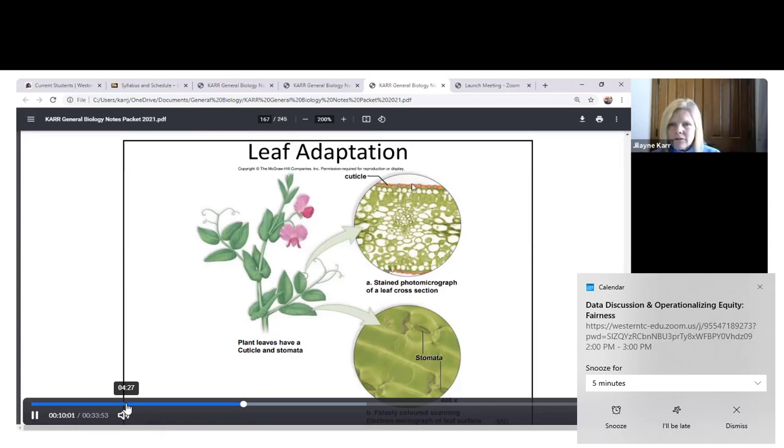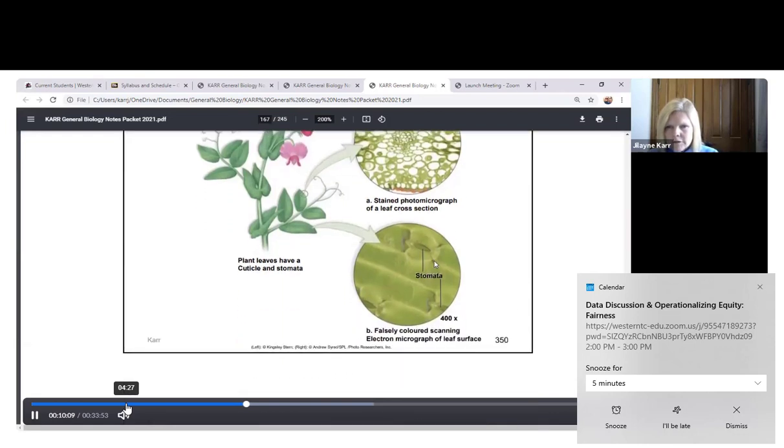We can see that the waxy cuticle is stained orange. We find that on the top surface of the leaf. And then the stomata, if we look at the surface of a leaf, we see these little openings here on the surface. Actually, it's on the underside of the leaf for gas exchange. So we're going to focus in on these in a little bit.